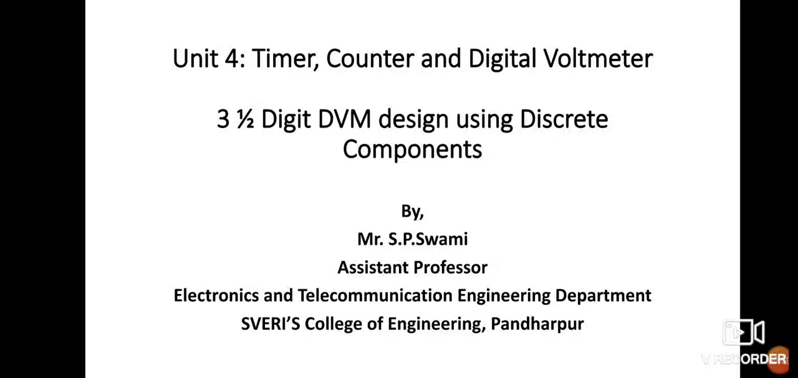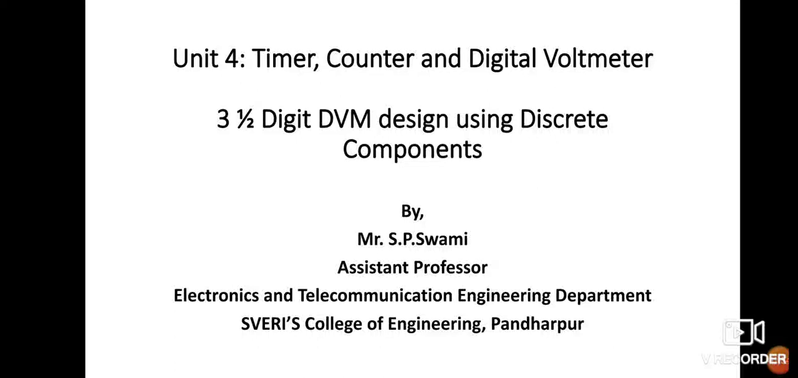The first step is the count value, that is T1 and T2. How to select those values? For 3.5 digit, the values of T1 and T2 should both be the same, and that will be 2000. After that, we designed the integrator circuit, which is the most important part. In that, we selected the values of R and C by their formulas.